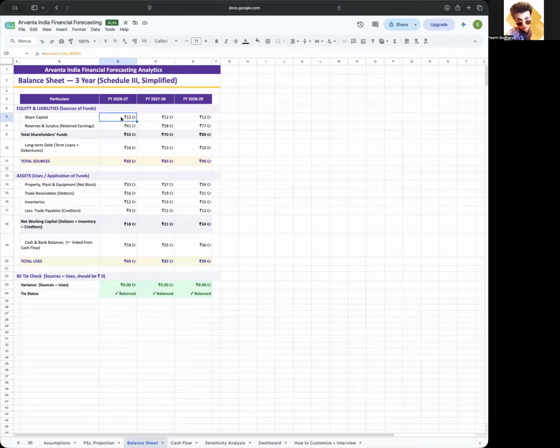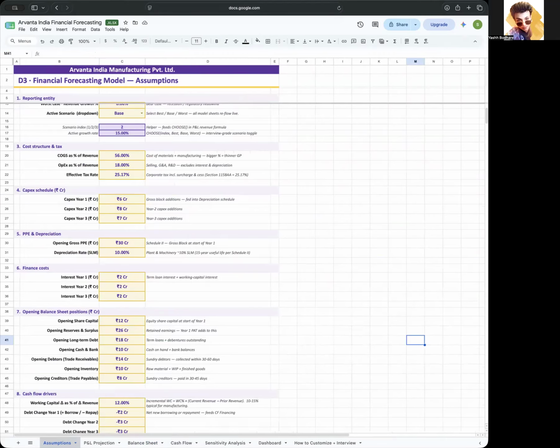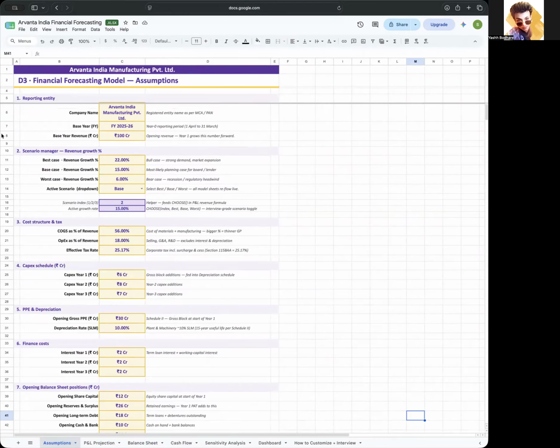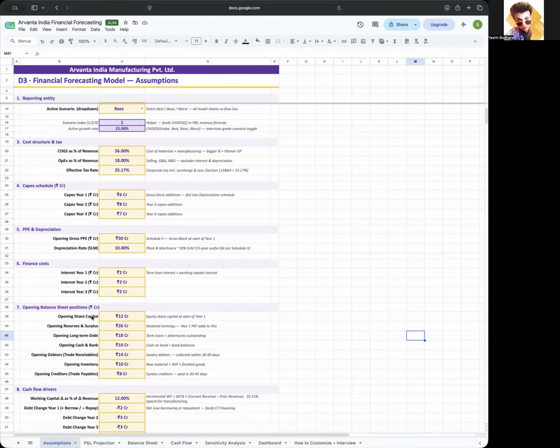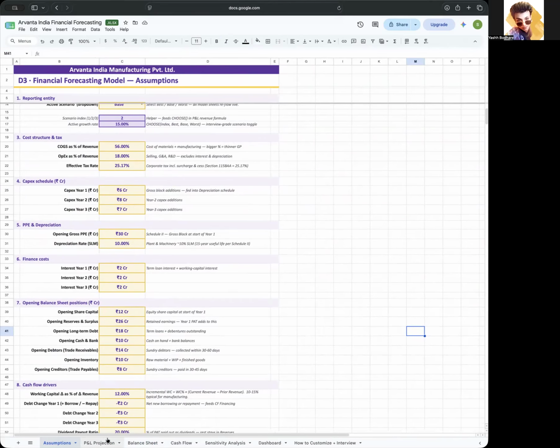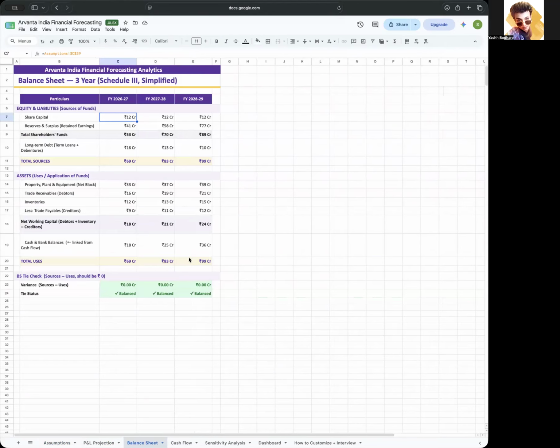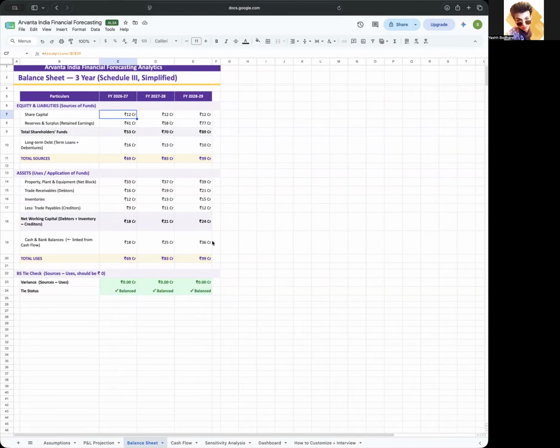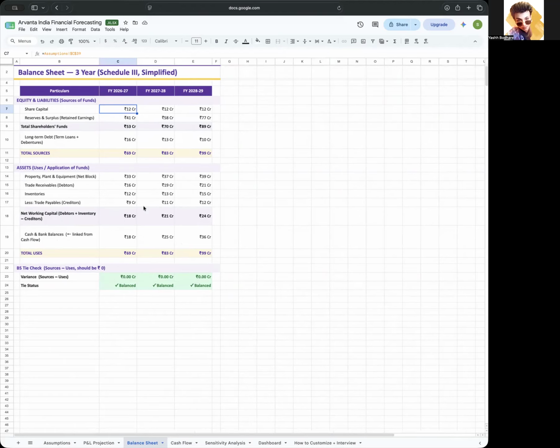The formula we have used here is, as you can see, assumptions dollar C39. So we go to the assumptions page and we have C39, which is this. So rather than typing the number manually, the balance sheet automatically pulls the opening share capital from assumptions.